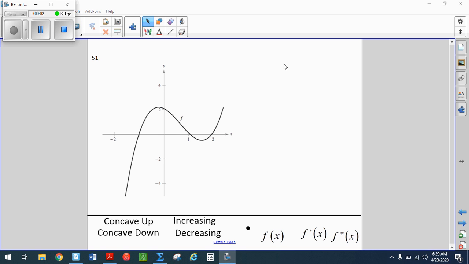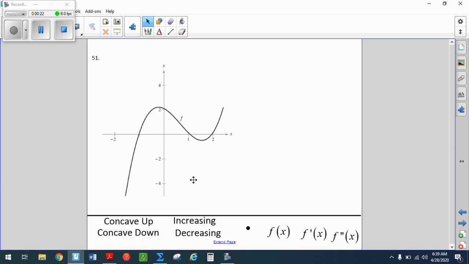Okay, this is number 51. It looks like we have a cubic polynomial graph given for my f of x function, and f is labeled on the graph, so I don't really need to put this f of x up there. I could, but it might get in the way. So anyway, the f is there. Okay, so we're going to use our chart for help.